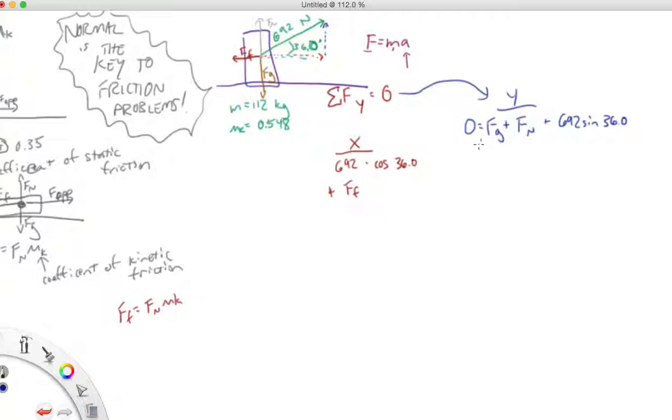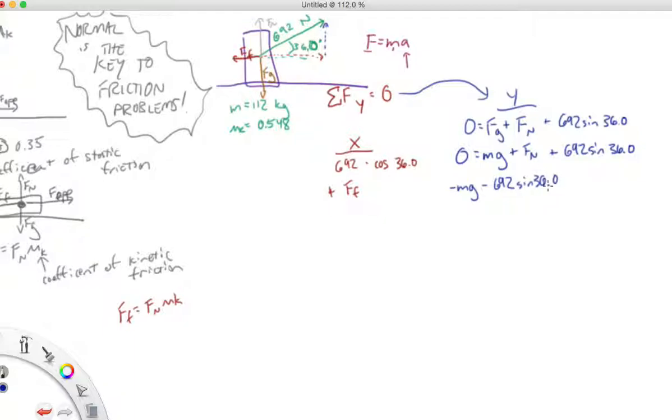So Fg is going to be fairly simple. It's going to be m times g, and we know what that is. Fn, we don't know what that is yet, but we could figure it out. 692 sine 36.2 degrees. I haven't done any calculations. Notice that I haven't done anything yet. I'm just setting it up for the final calculation. So this Fn is going to be minus mg minus 692 sine of 36.